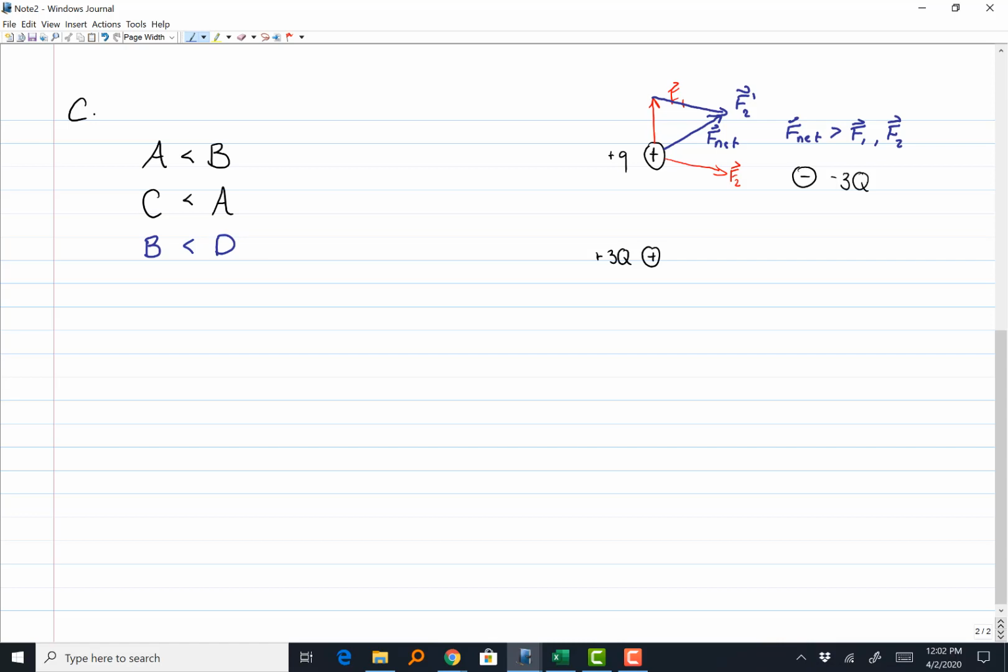And last we can actually just put these three inequalities together. So if D is greater than B and B is greater than A, then we know that D is greater than B, which is greater than A, and we know that A is greater than C, and so C has to be the smallest. So C is the smallest, then A, then B, then D.